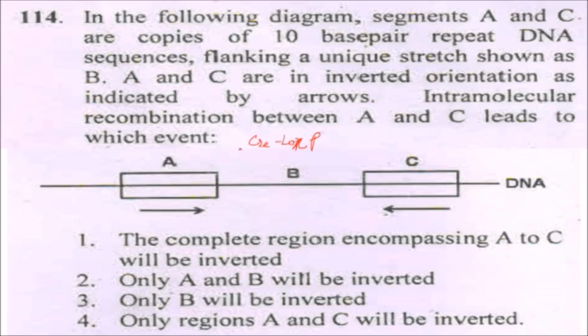So Cre is the protein which is directly responsible for the knockout experiments, and lox is the one whose orientation will decide, and it can lead to translocation, or it leads to inversion, or it can also lead to complete deletion. So if it is in inverted positions on both sides, then it will lead to inversion of this flanked region, which is B. So the correct option here is that only B will be inverted.